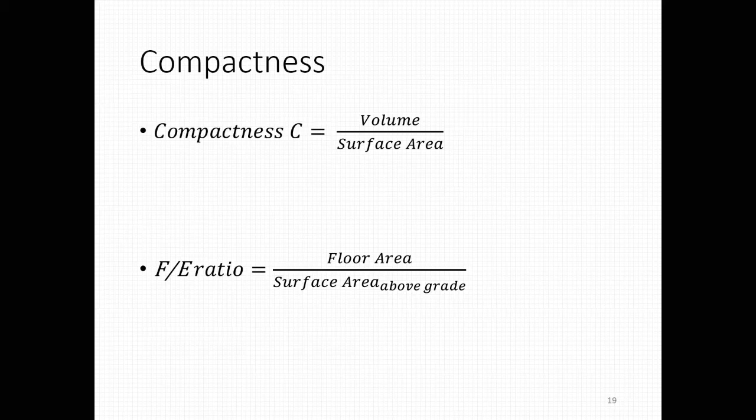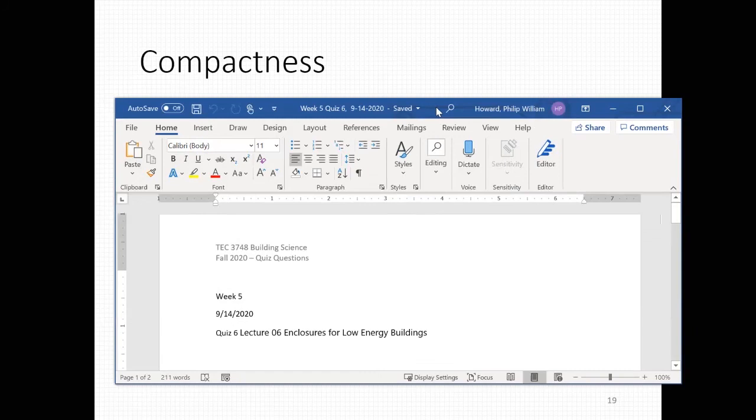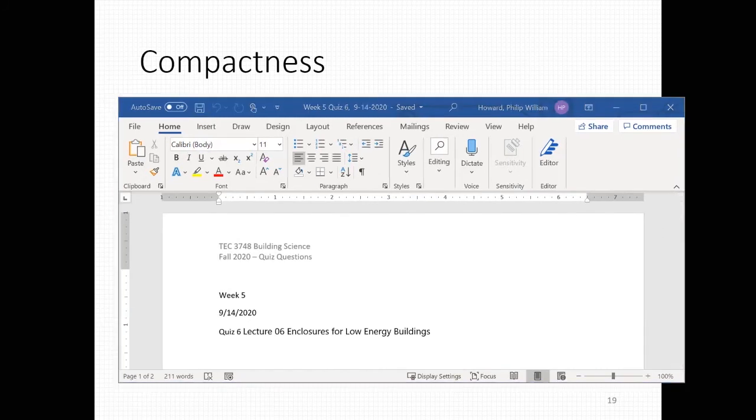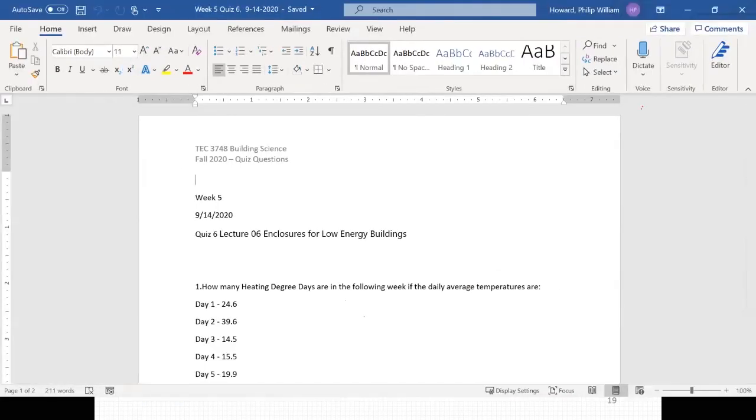So we looked at the heating degree days one. Some of you have tried to do this quiz. Why isn't this working? There we go.